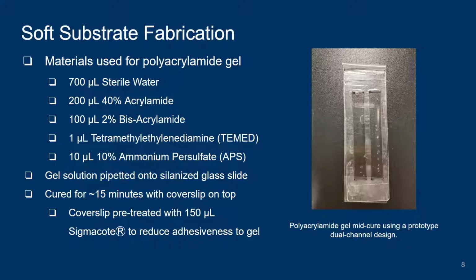This gel solution is then pipetted into the channels on a silanized glass slide. The gel is left to cure for about 15 minutes with a cover slip on top that has been pre-treated with 150 microliters of Sigma coat, which is meant to reduce the cover slip's adhesiveness to the gel. To the right can be seen the polyacrylamide gel mid-cure using our initial dual-channel design.